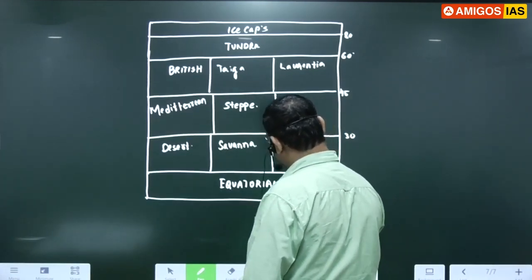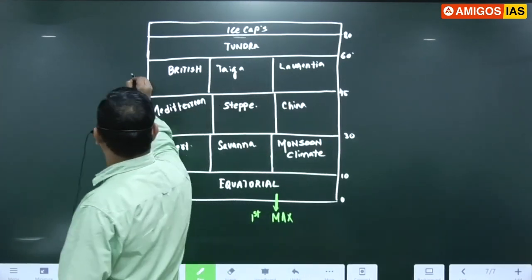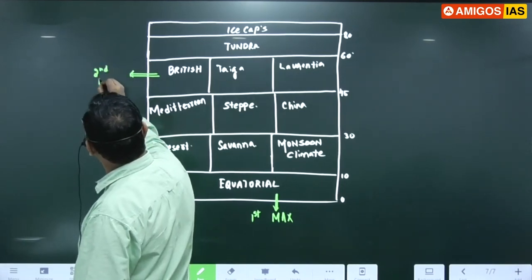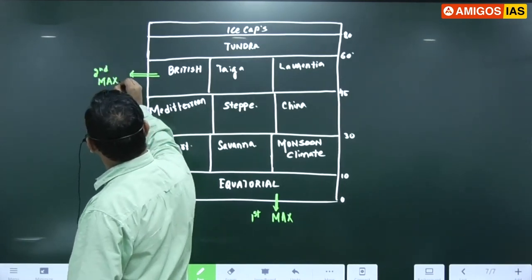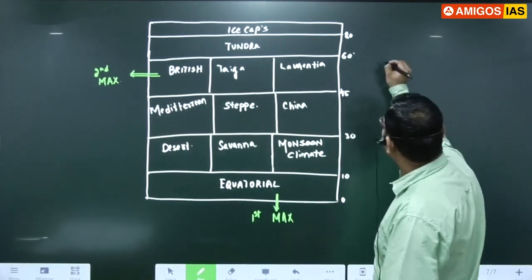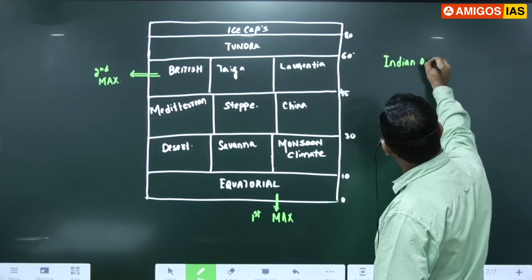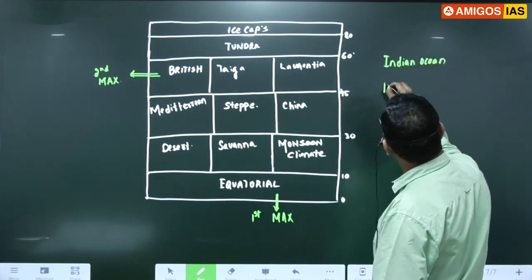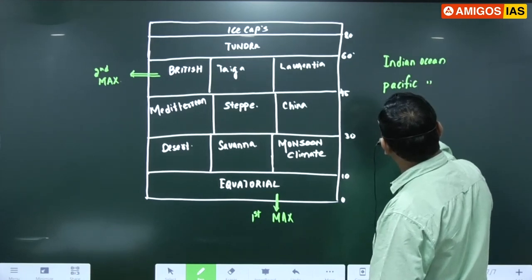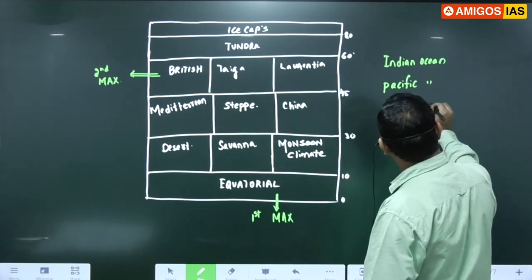First maximum rainfall. Can I say British type of climate, second maximum rainfall? Where do you find more salinity in the oceans? In Indian Ocean will have more salinity. Pacific Ocean will have more salinity, and Atlantic Ocean will have more salinity. Tell me.